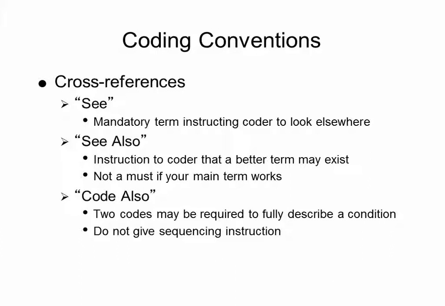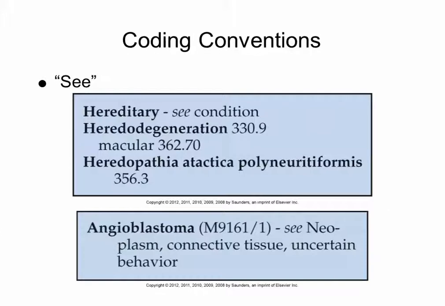Then we have cross-references. Here's our cross-references, and I think this is our last one that we are going to be looking at here. Might be a couple more. Cross-references are things that say, for instance, "see." "See, hereditary. See, condition." So what that's telling me is, next to my main term, that for hereditary, I need to go and look at the actual condition. And yes, it means just that.